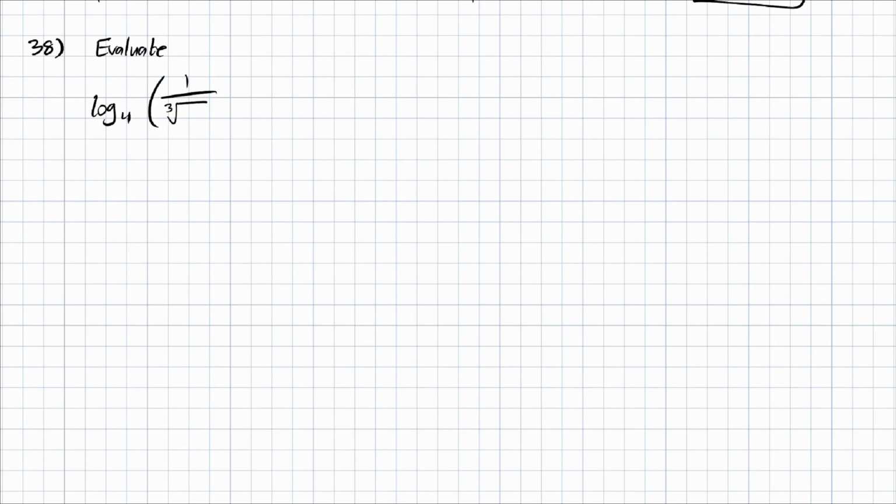I am evaluating the following: log base 4 of 1 over cube root of 16. How do I want to solve this? Let's do it this way. Log base 4 of 16 to the negative 1/3, right? This is log base 4 of 4 squared to the negative 1/3. So I'll write the whole thing out: log base 4 of 4 to the negative 2/3. So my answer is negative 2/3.